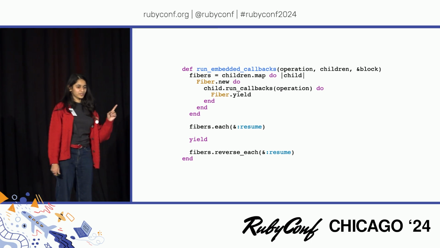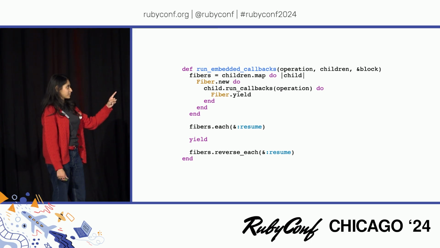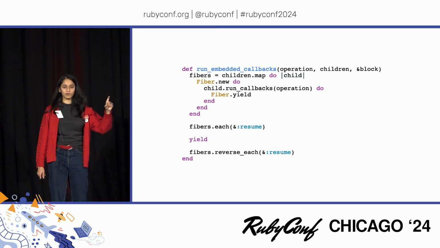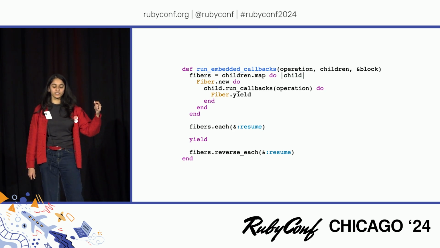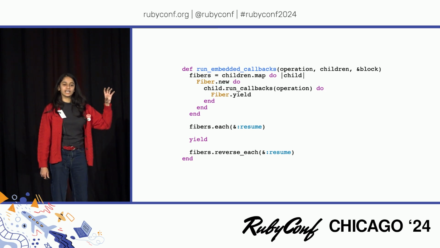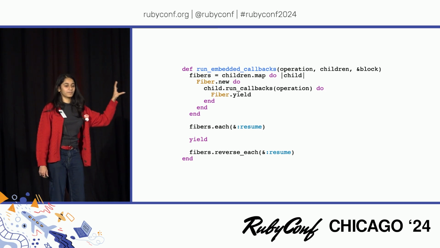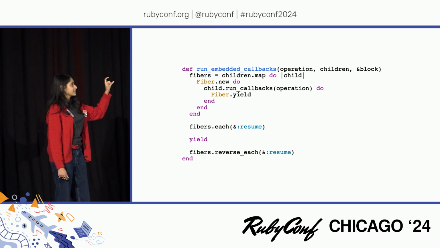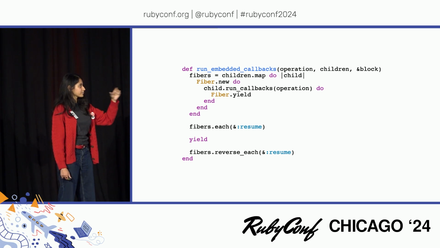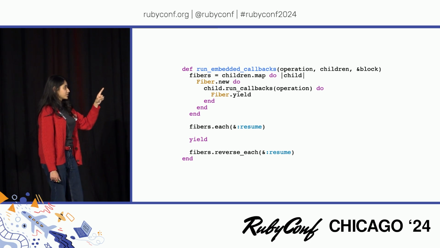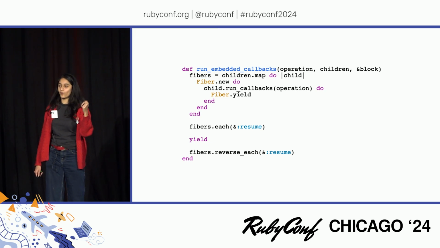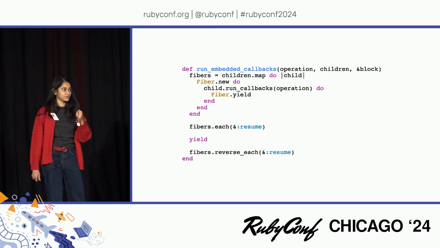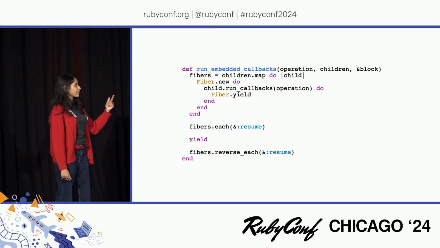What he does is that for each child document, he creates a fiber that's instantiated with a code block that calls run callbacks on that child document, passing into it fiber.yield. If you make comparisons with the foo-bar-baz example earlier, this is structurally similar to that. What the fibers.each resume line does is, again, it sequentially goes through the fibers of all the child documents and calls run callbacks on it.